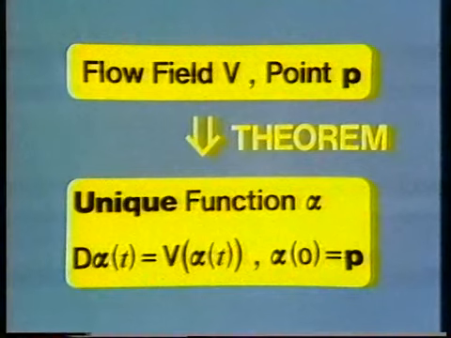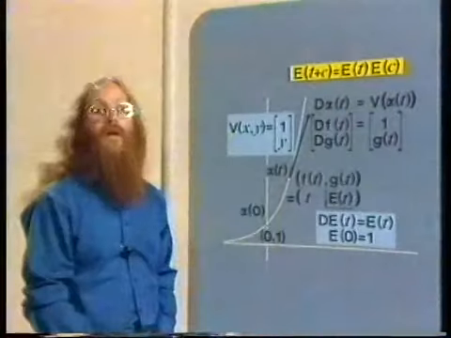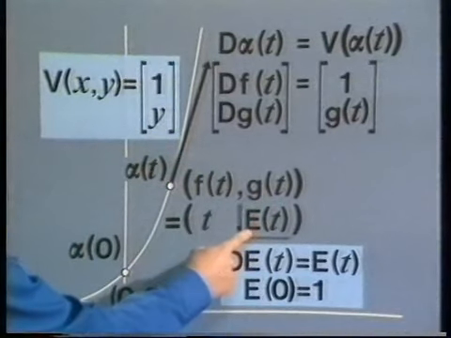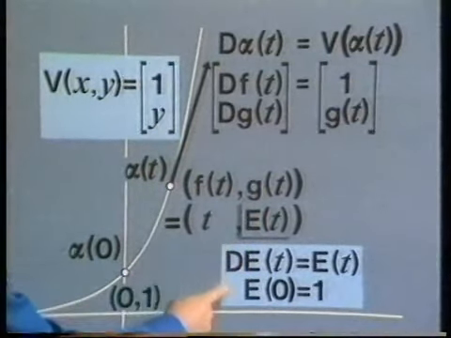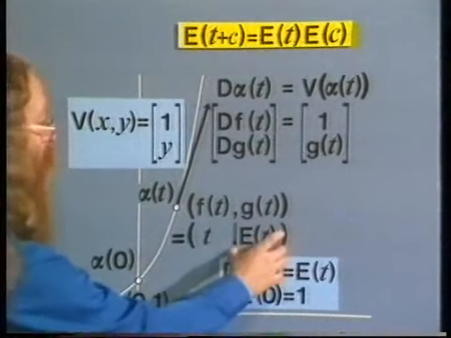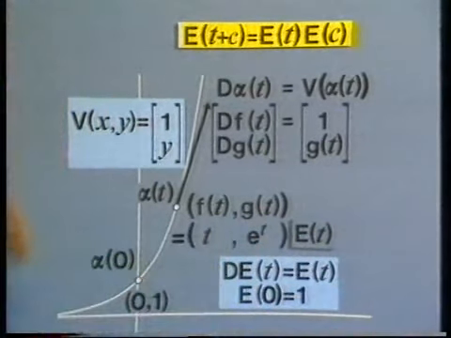So that does it. We've finally shown the existence of a unique function satisfying all the properties we've been assuming for e to the power t. So let's just summarise how we did it. Our theorem told us that given a suitable flow field, there's a unique flow function starting at each point. In our particular case, the second coordinate gave us the unique function capital E satisfying these conditions, from which we were able to deduce the law of indices and eventually show that capital E of t was just equal to e to the power t.